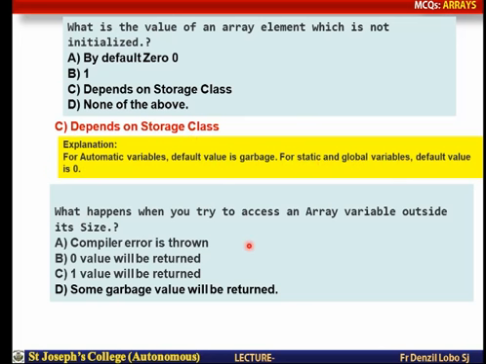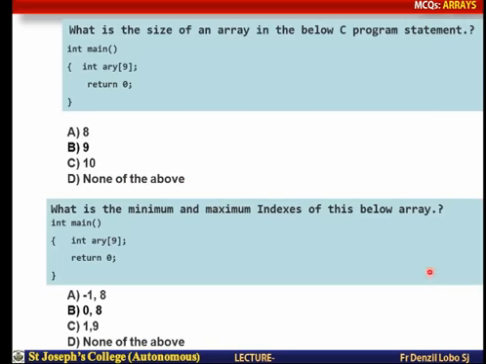What happens when you try to access an array variable outside its size? So you say int A[20] and you are trying to access A[22]. What will happen? Some garbage value will be returned because it is referring to some address and there is some garbage value there that will be displayed.